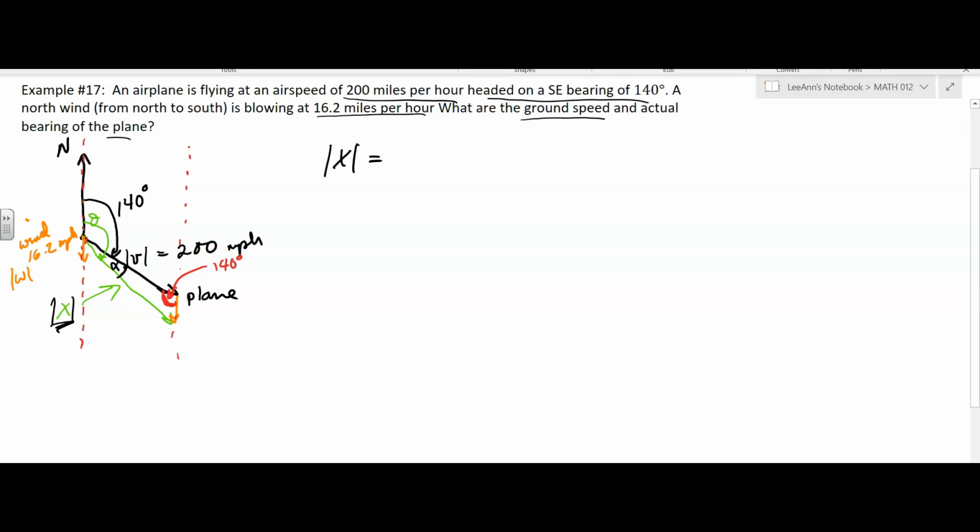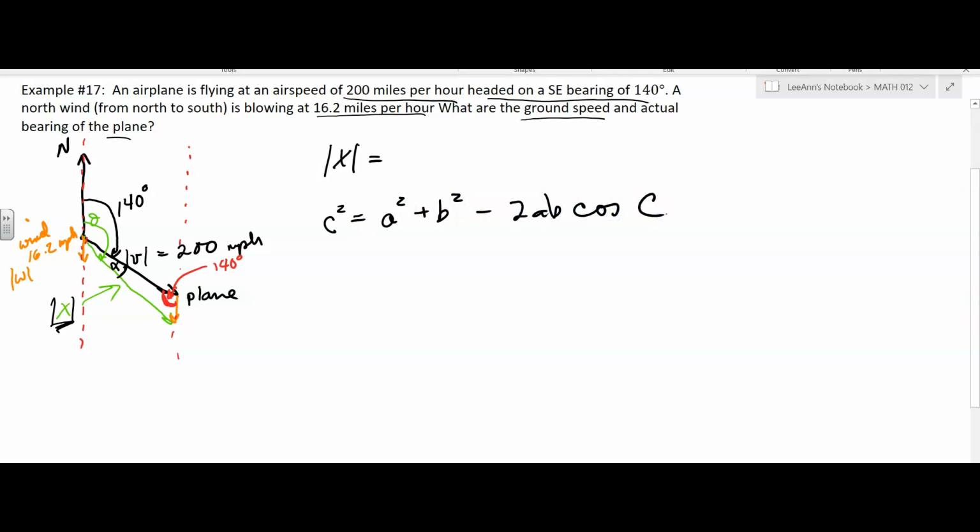Now, that's going to allow us enough information to find x, the magnitude of x. And to do that, we're going to use the law of cosines. Okay, so law of cosines, let's go back to that for a minute. So how do I want to label it? Well, c squared is equal to a squared plus b squared minus 2ab cosine c.